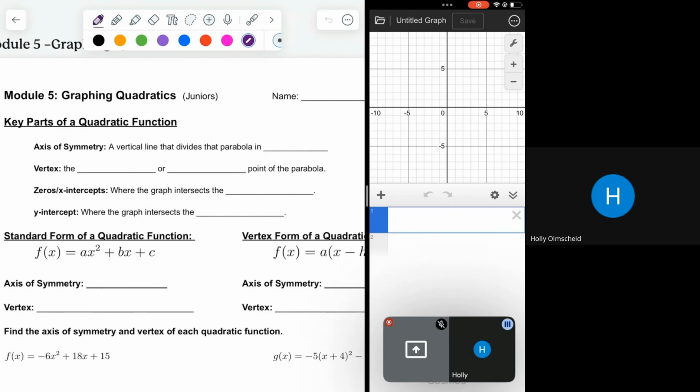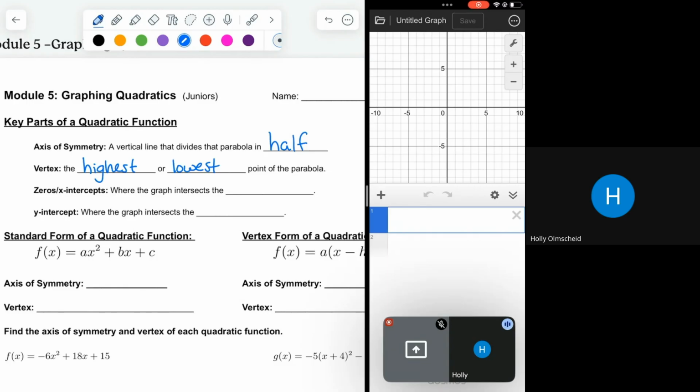All right, we are going to go over Module 5 today, looking at graphing quadratics, and we're going to use our graphing calculators. So again, you can either use your own graphing calculator or you can pull up desmos.com/calculator and use that. So remember that the axis of symmetry is a vertical line that divides a parabola in half, and the vertex is the highest or lowest point on the graph depending on which direction the parabola opens.